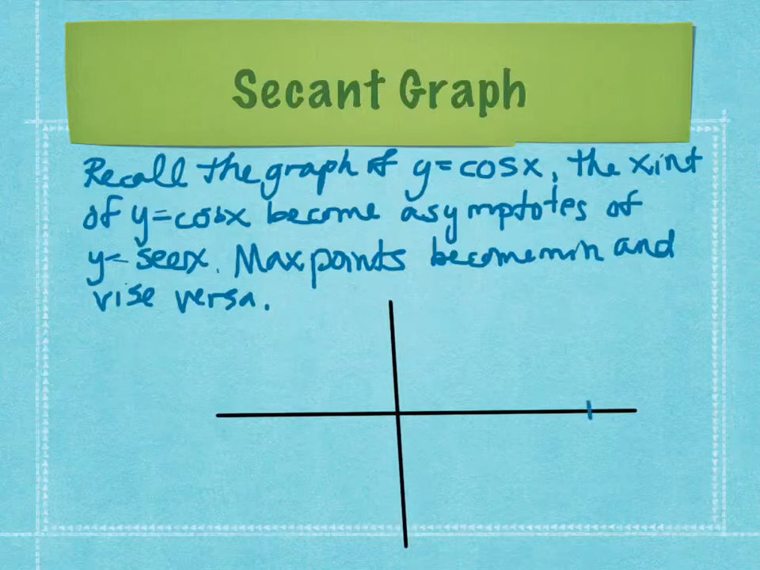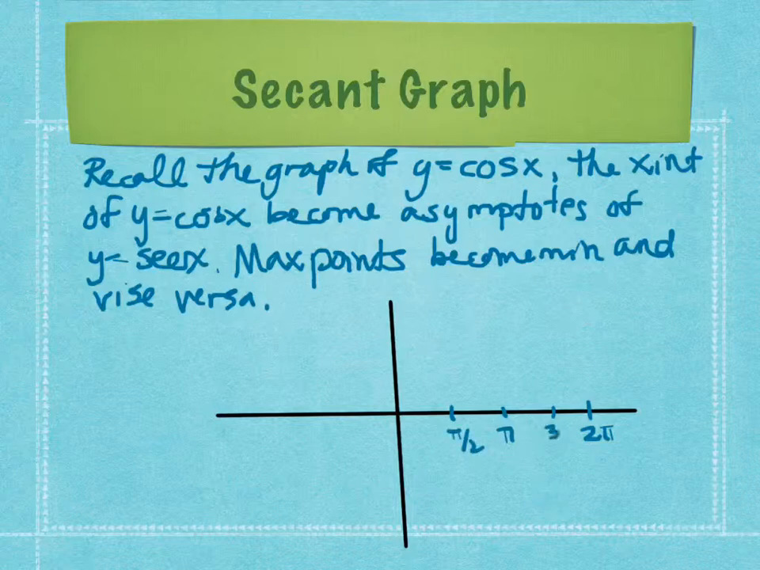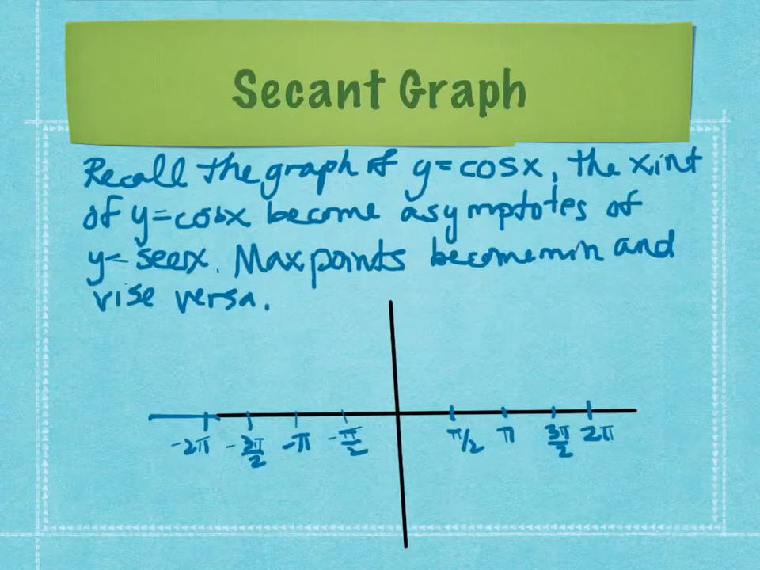As you'll recall, cosine goes out to 2 pi, and here's pi in the middle. And then you have pi halves and 3 pi halves. And then over here on the left-hand side, you have the same values: negative 2 pi, negative 3 pi halves, negative pi, and negative pi halves. And the graph of cosine goes up to 1 and down to negative 1, right?